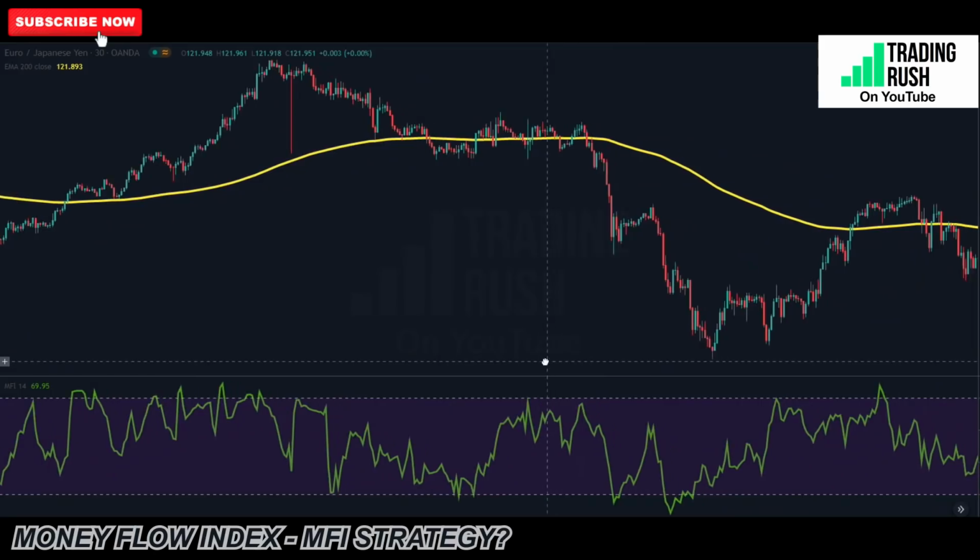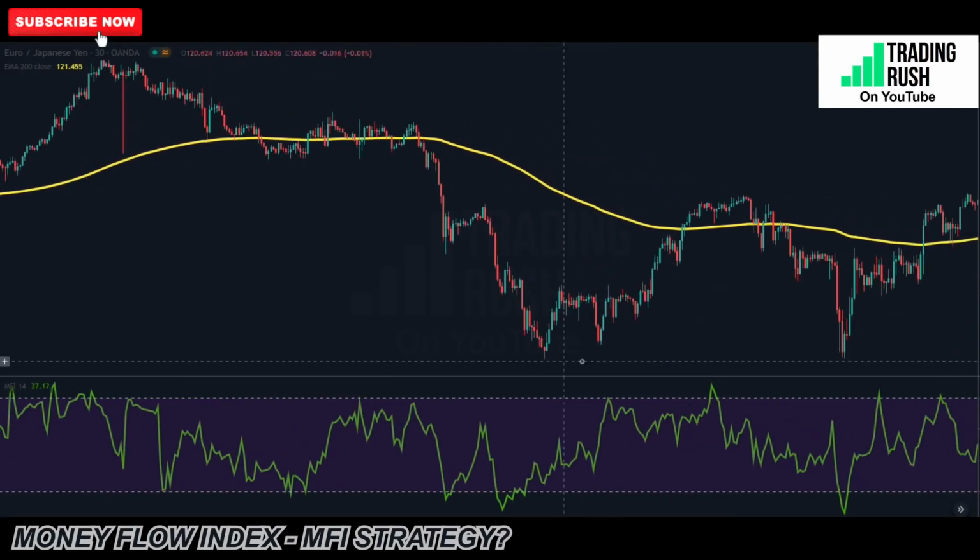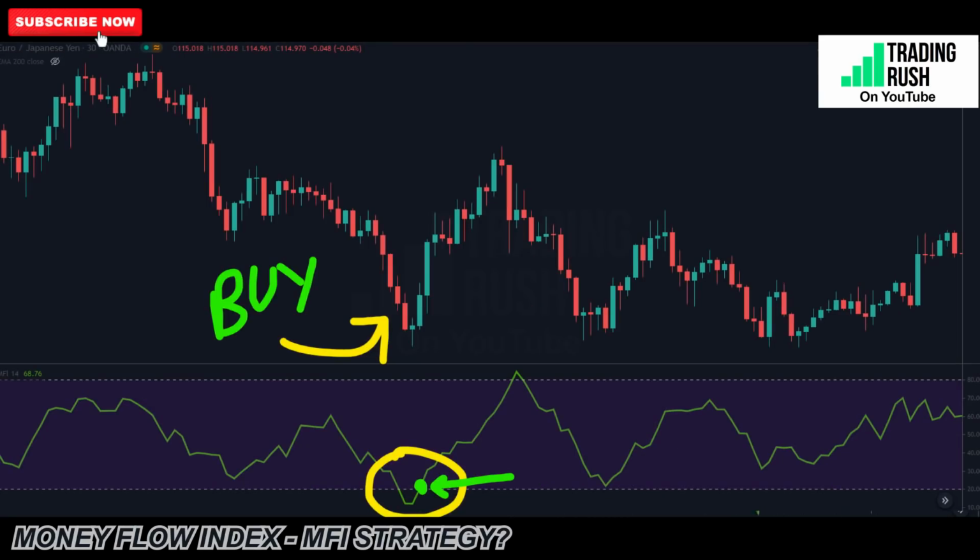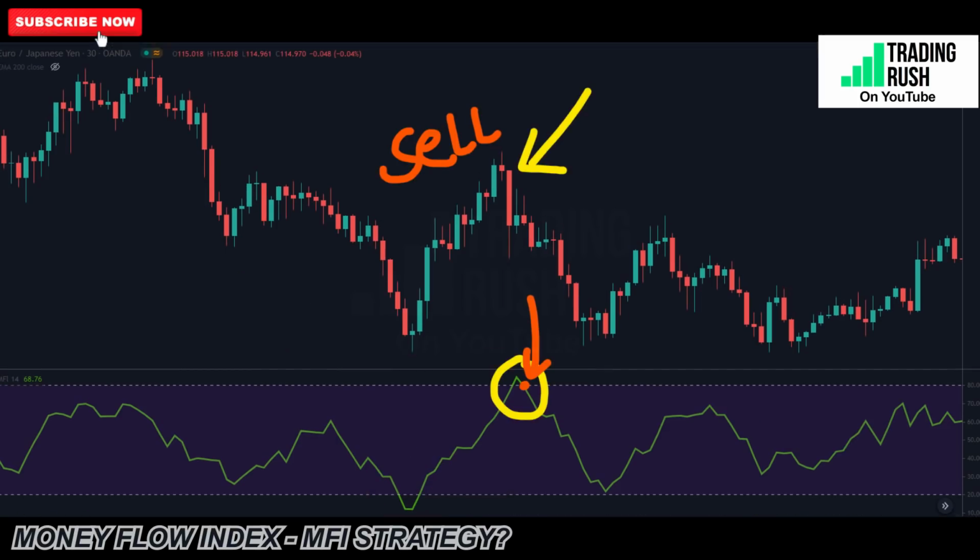Here's how the basic Money Flow Index strategy goes. We should look to buy when the Money Flow Index is coming out of the oversold zone. Set your stop loss using the ATR indicator, or just set it below the swing low. Similarly, we should look to sell when the Money Flow Index is coming out of the overbought zone. Again, set your stop loss using the ATR indicator, or just set it above the swing high.